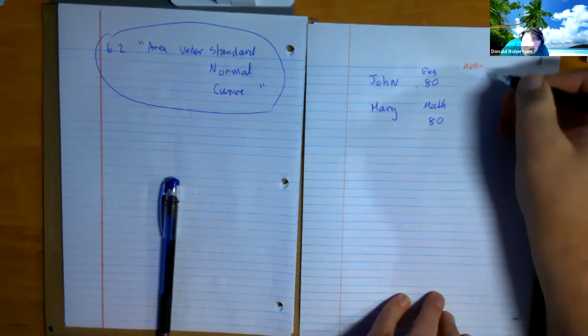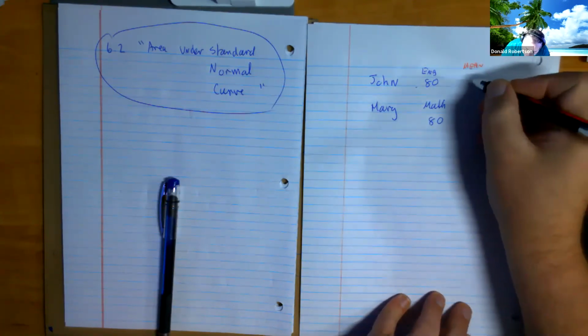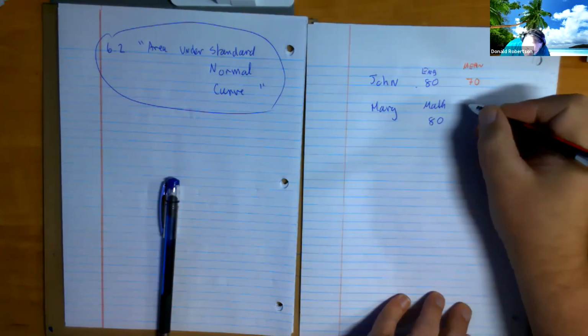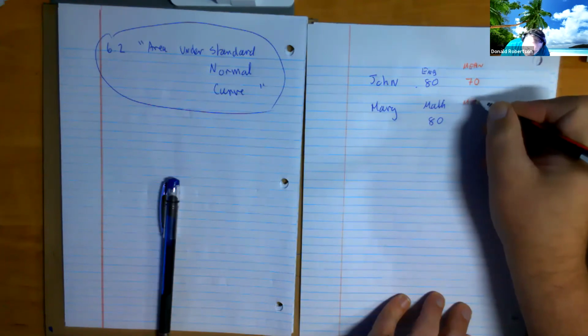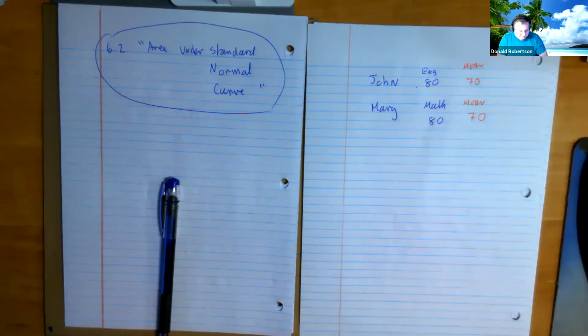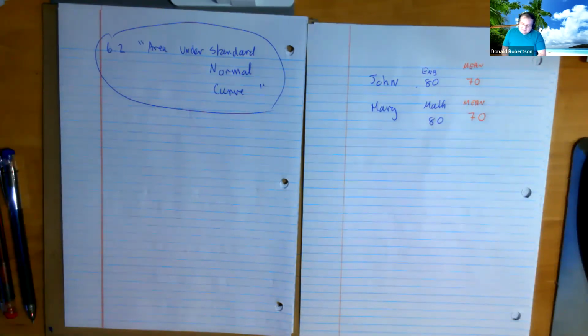John found out that the mean of the English test was 70. And Mary found out that the mean of the math exam was 70. And so John said, see, I told you, we both did just as well as each other. The average in my English class was 70 and I got 80, so I did better than average. And you got 80 and you did better than the same average. So we did exactly the same.